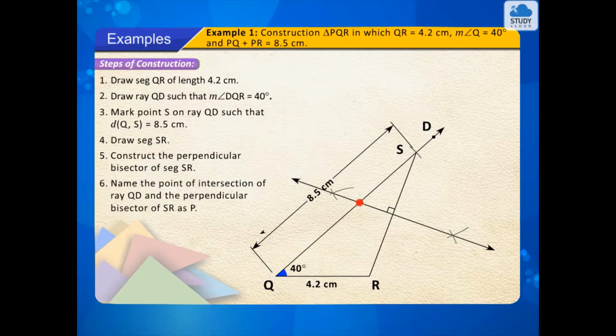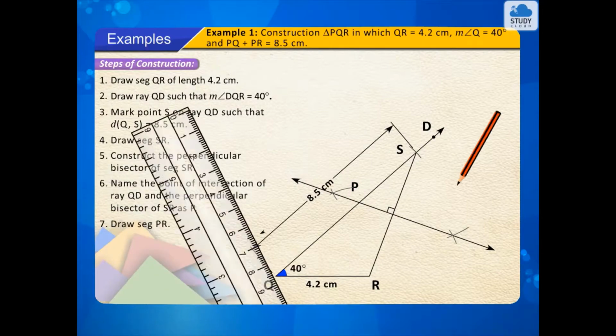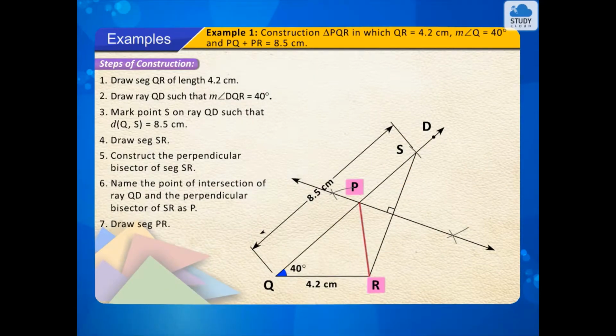6. Name the point of intersection of ray QD and the perpendicular bisector of SR as P. 7. Draw segment PR. Triangle PQR is the required triangle.